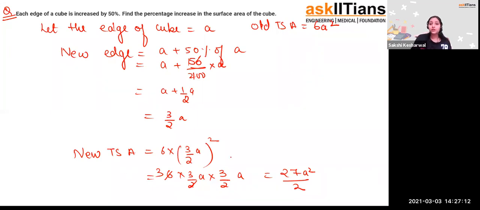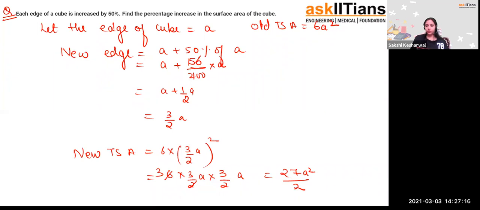Now what it says is the percentage increase. So percentage increase is what? Now you see which one is the greater one. You see that this one is the greater one. The new TSA is the greater one. So the percentage increase, the increase value will be how much? The increase is equal to what?